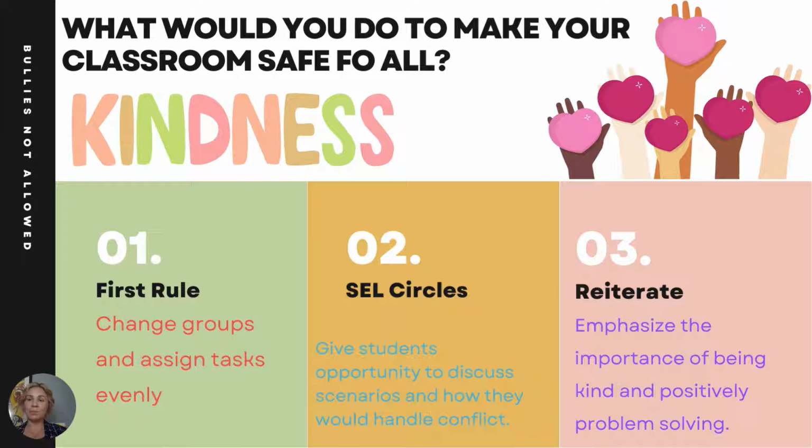Here are my top 3 rules for maintaining consistency in how students should choose kindness. Change groups and assign tasks evenly. By rotating groups, you get the opportunity to let the students get to know each other and have different points of view. SEL, social emotional learning, is a methodology that helps students of all ages to better comprehend their emotions, feel those emotions fully, and demonstrate empathy for others.